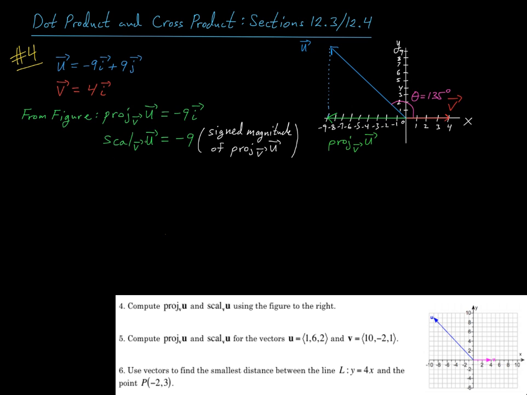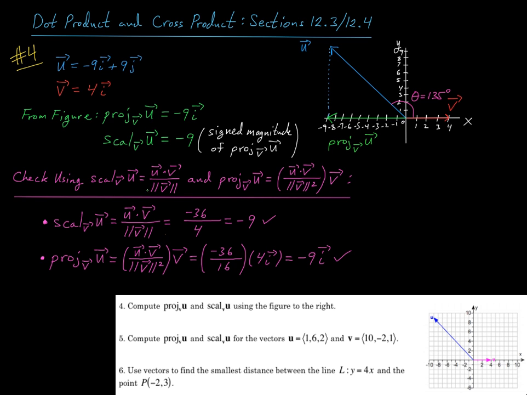Let's check these results that we're getting straight from the figure with the expressions we defined in the last video for the scalar and vector projections. For the scalar projection of u onto v, we take the dot product of u and v and then divide by the magnitude of the vector we're projecting onto, which is the magnitude of v. So u dot v: multiply the i components and the j components, and then sum the products, and you get negative 36. The magnitude of v is just 4, and negative 36 over 4, in fact, is negative 9. So that agrees.